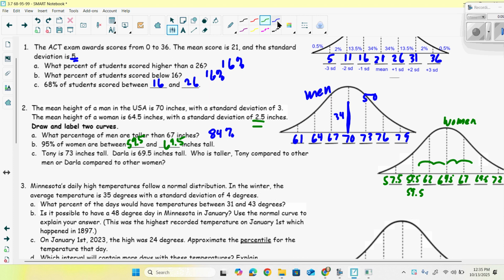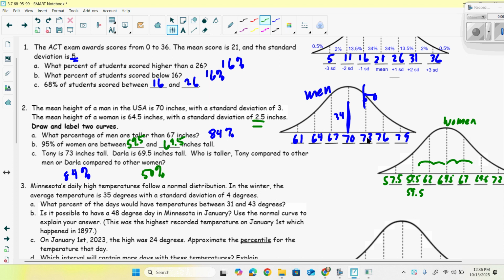So for Tony, if he's at 73 inches, that means he's at the 84th percentile. So Tony is at the 84th percent. That means 16% are taller. He's pretty tall relative to other guys. And then Darla at 69.5, she's right in the middle. So that's 50%. She's at the 50th percentile.